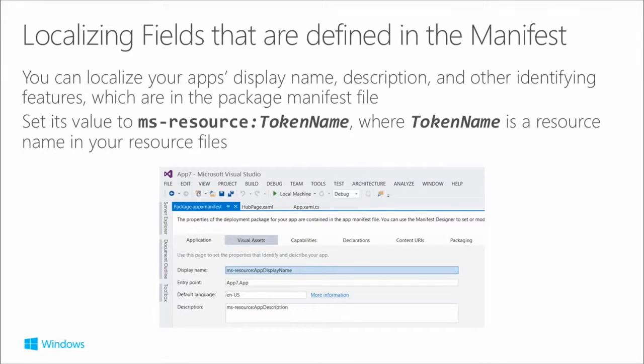You can also localize things in the manifest. So there's lots of information in the manifest, such as the display name, description, and things that end up in the store app. And the display name is what you see in the programs list on the phone. So in there, all you need to do is put ms-resource: and then what follows it, AppDisplayName in this case, again is the key into the resource file. So nice and easy.